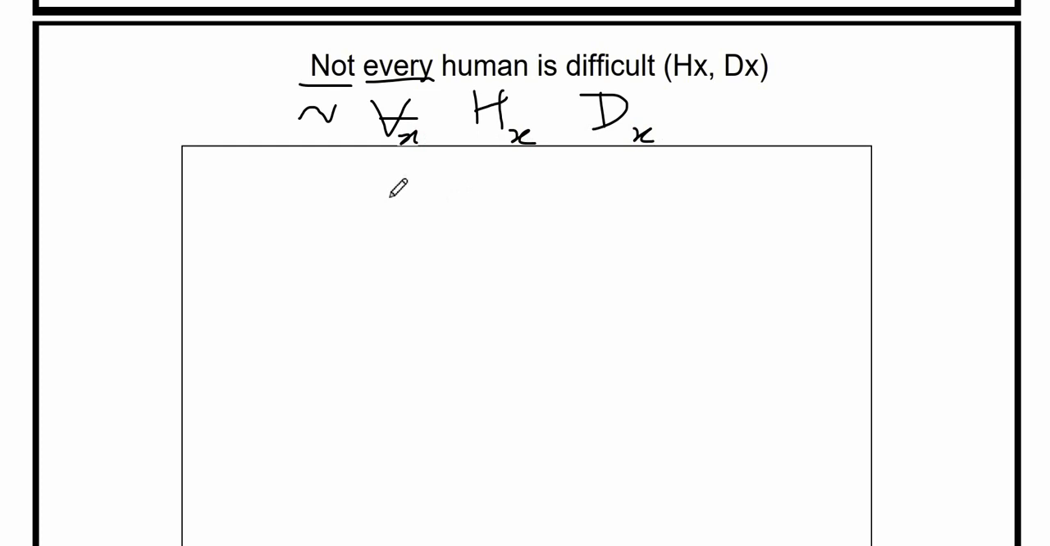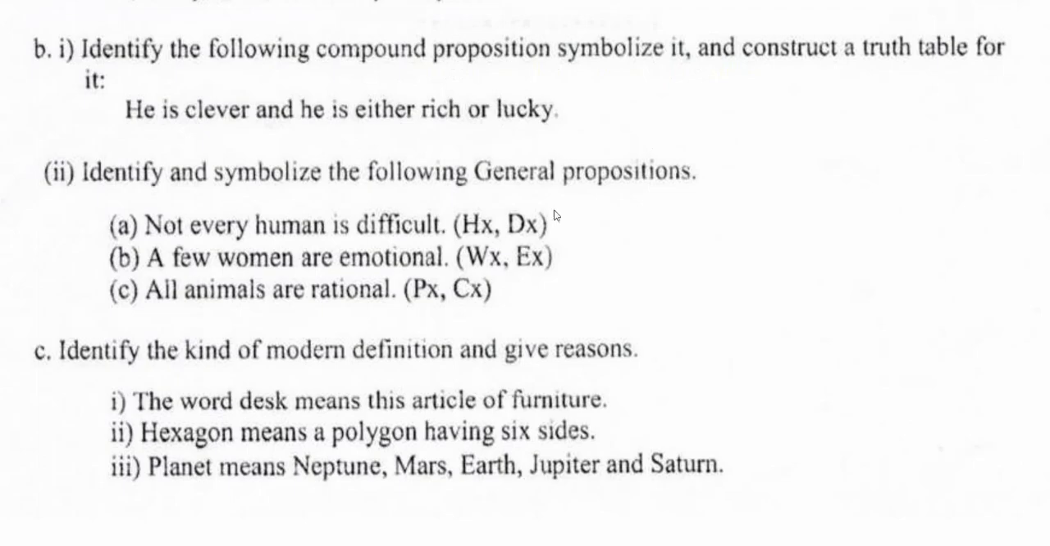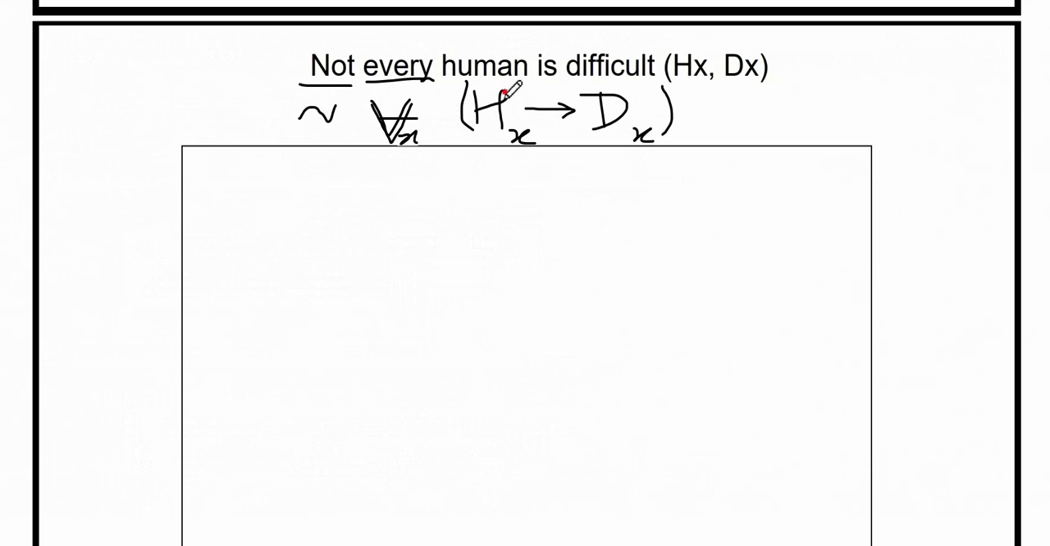Now whenever we use the all quantifier, it is an implication, it implies. So we have to use the implies symbol and then close the bracket here. This is how we make the symbolization of the general proposition, not every human is difficult. This one. Okay, next. This is how we'll take more examples. I'll solve more examples with you, so you'll get a hang of how to write it.